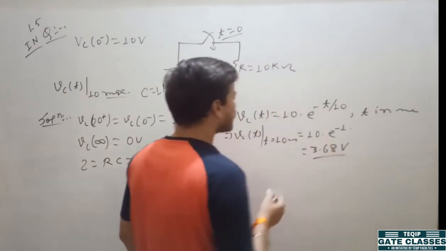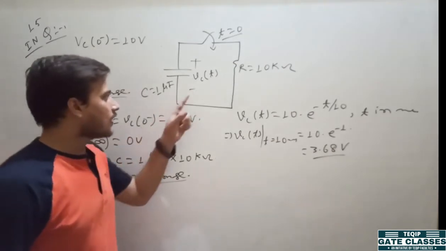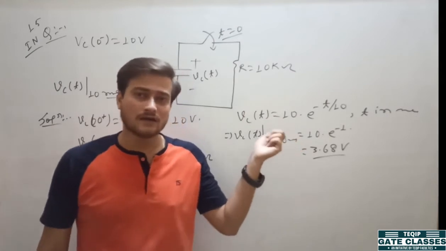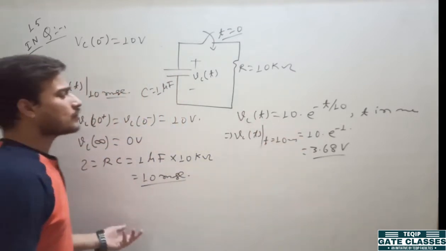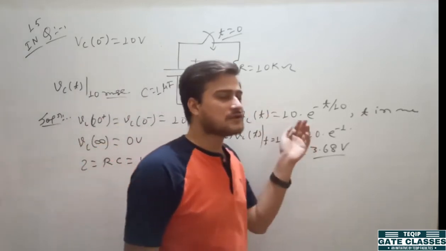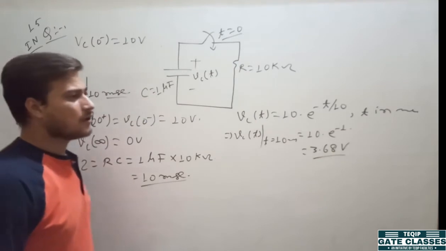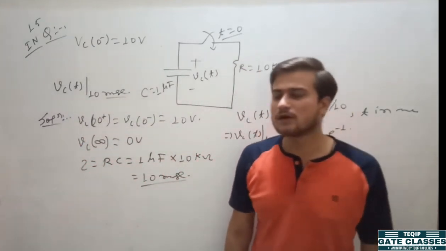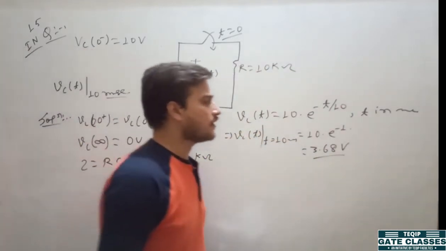Or you can also write directly the value of VC(t), because time constant is equal to 10 millisecond and they are asking you the value at time constant, that means at 10 millisecond. So at time constant what happens? If it is decaying, it will reach 36.8% of initial value, and if it is rising, then it will reach 63.21% of final value. So you can directly write 3.68 volt.